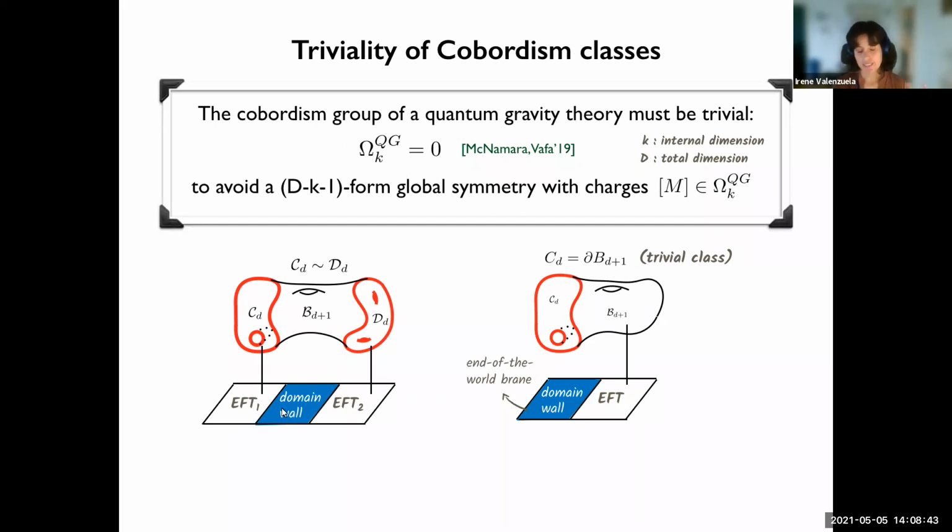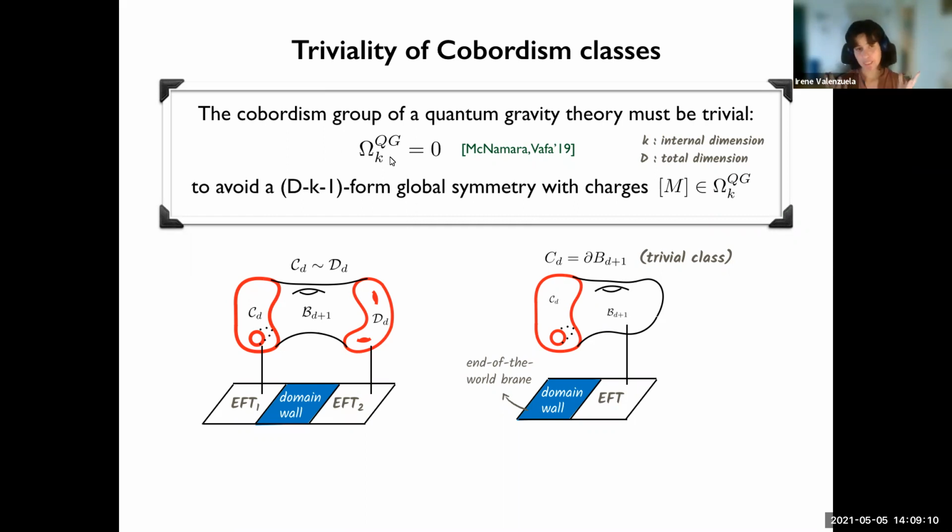So the idea is that if this cobordism group is non-trivial, in the sense that you have different classes, it means that you cannot connect some effective field theory to another one. There are different classes that cannot be connected to each other. And these different classes are topological global charges that distinguish that effective field theory. And there is no way to get rid of that charge.